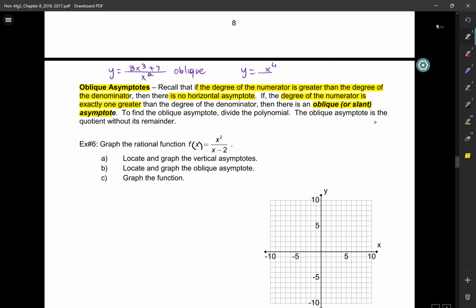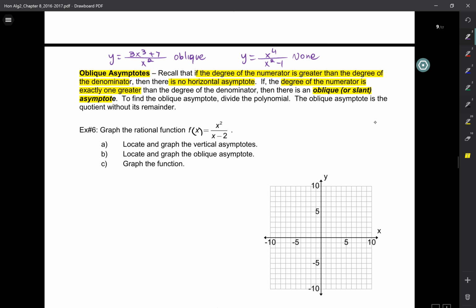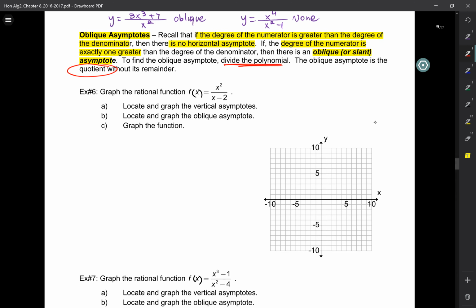y equals x to the 4 over x squared minus 1. Oblique? No. All right? And how do you find it? You have to do long division. Okay? So you have to divide the polynomial, and the oblique asymptote is the quotient without its remainder. Okay. Here, is there a vertical asymptote? x equals 2. So let's just put that here.